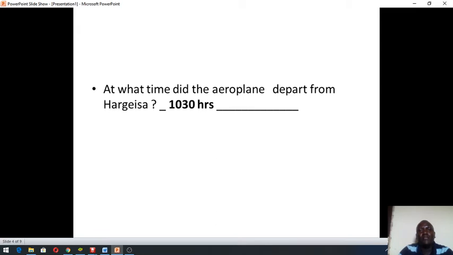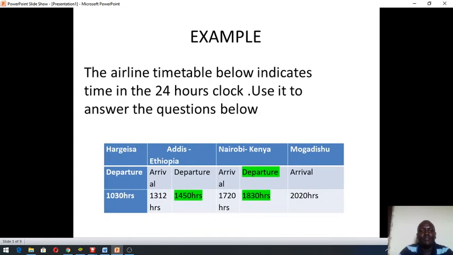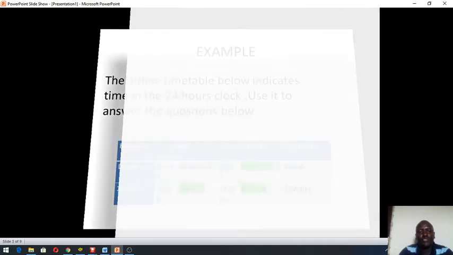At what time did the aeroplane depart from Hargeisa? We go back to our table. Depart from Hargeisa. It is 10:30 hours as it's shown there. We are seeing Hargeisa departure is 10:30 hours. Let's go to question 2.